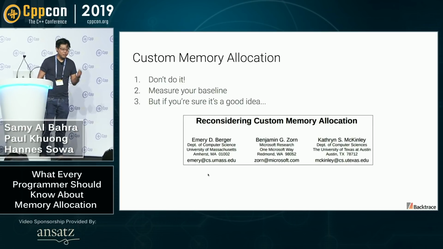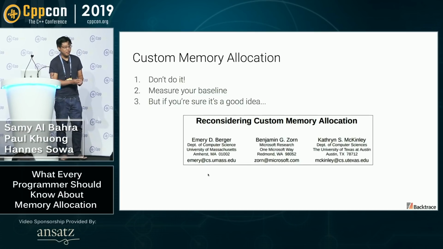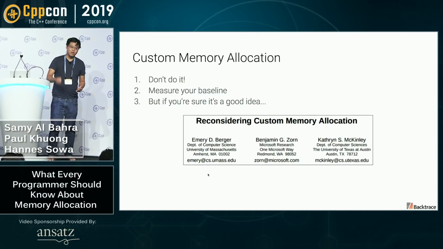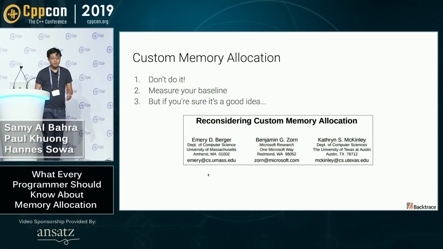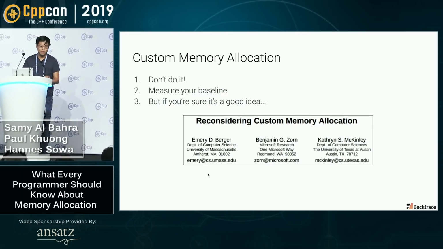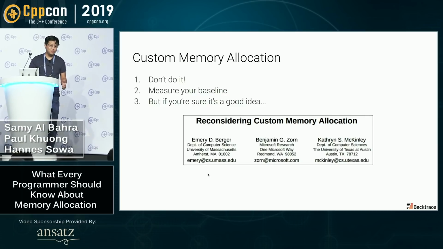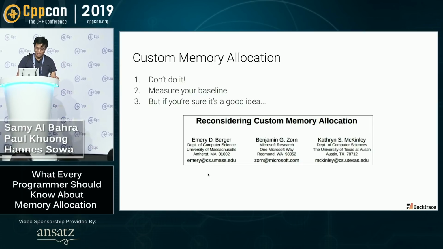This paper came out in 2002, considering custom memory allocation. They compared a bunch of industry programs with custom memory allocators, and they said, let's just remove that, use standard dlmalloc, and see if it's a win. Turns out, it's almost never a win to write your own memory allocator. So don't do it, and if you do it, make sure to measure your baseline because it might be a lot better than you expect. However, let's close with when you think this is actually a good idea.